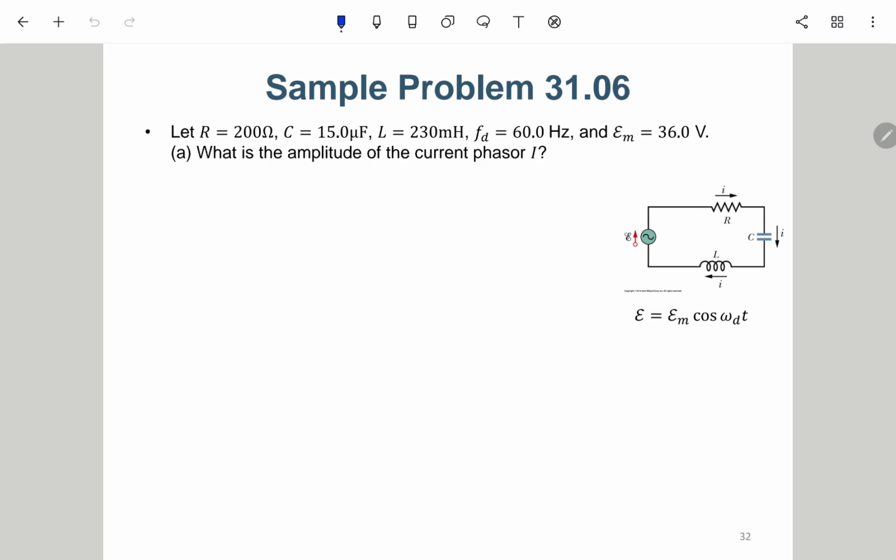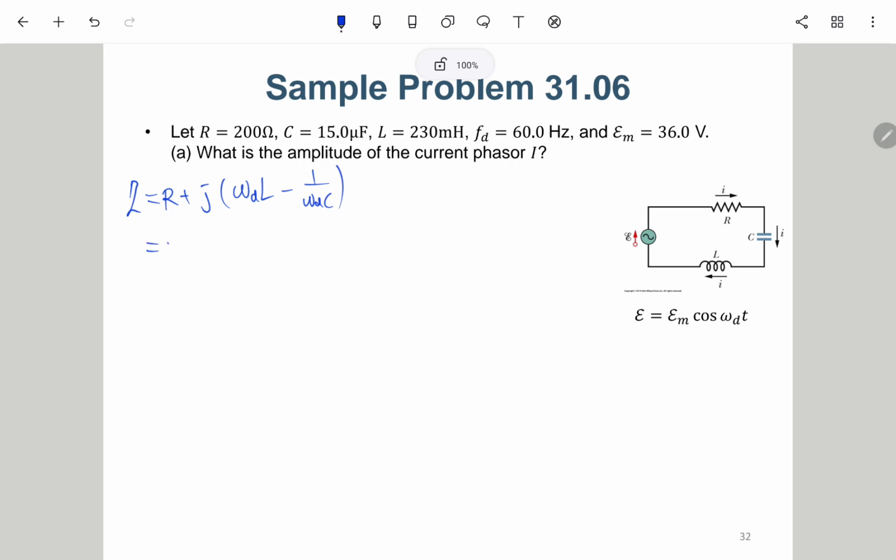Okay, so for the first step, we would like to write out the impedance of the RLC, which is nothing but R plus j omega_d L minus 1 over omega_d C. Okay, so this is the impedance of the series RLC.